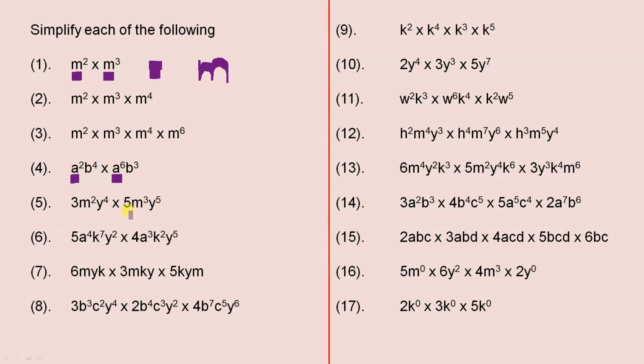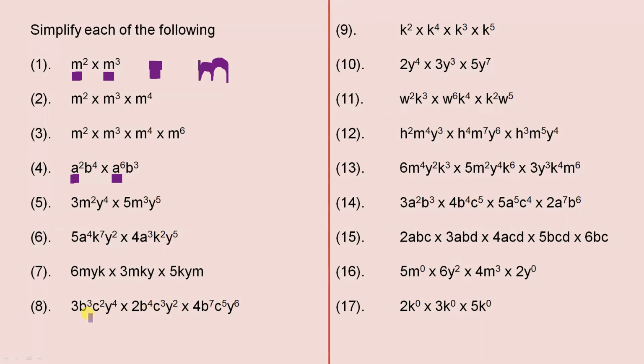For this example here, the lesson tells us that we can multiply the leading terms together. So 3 times 5, you just do that normally. And then we work out m squared times m cubed, same as we did here. And here we work out y to the power of 4 times y to the power of 5.